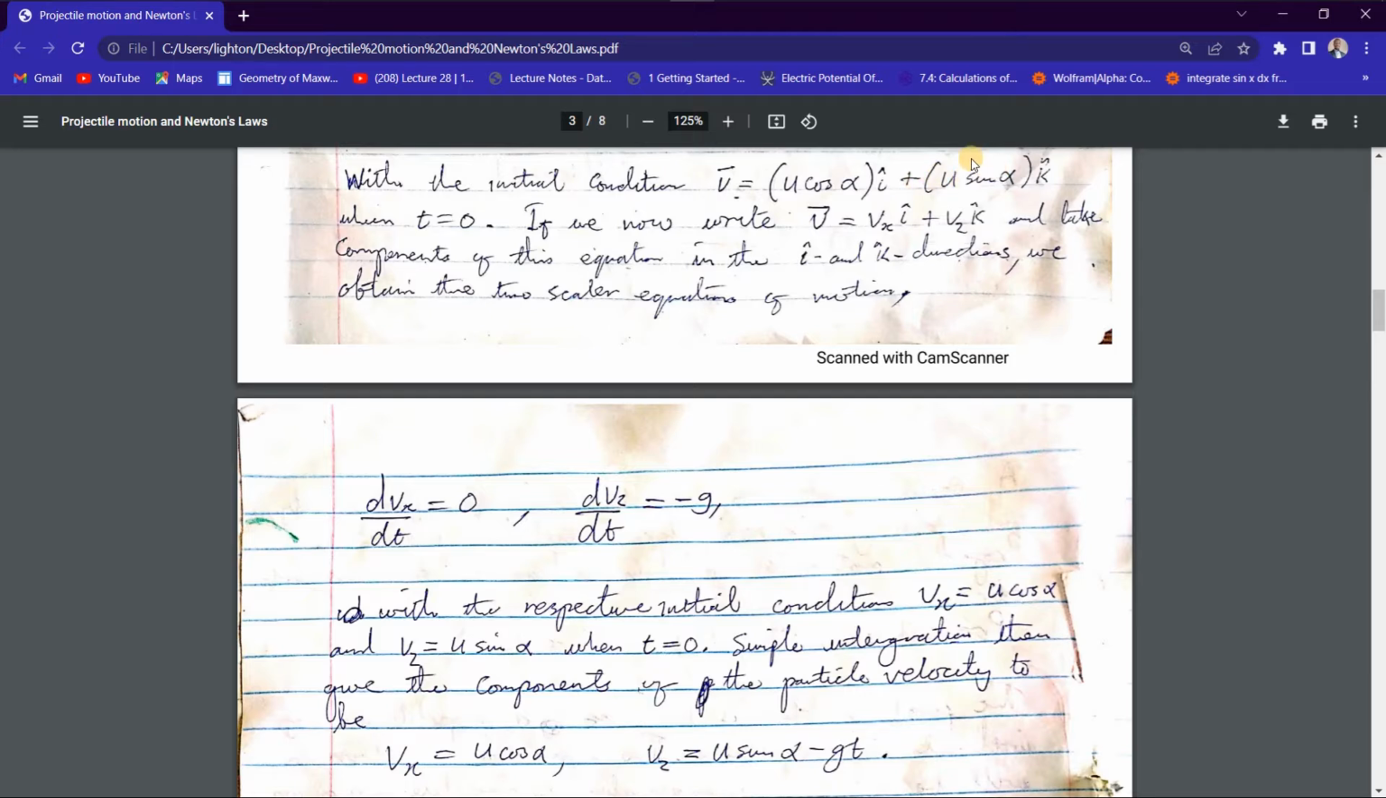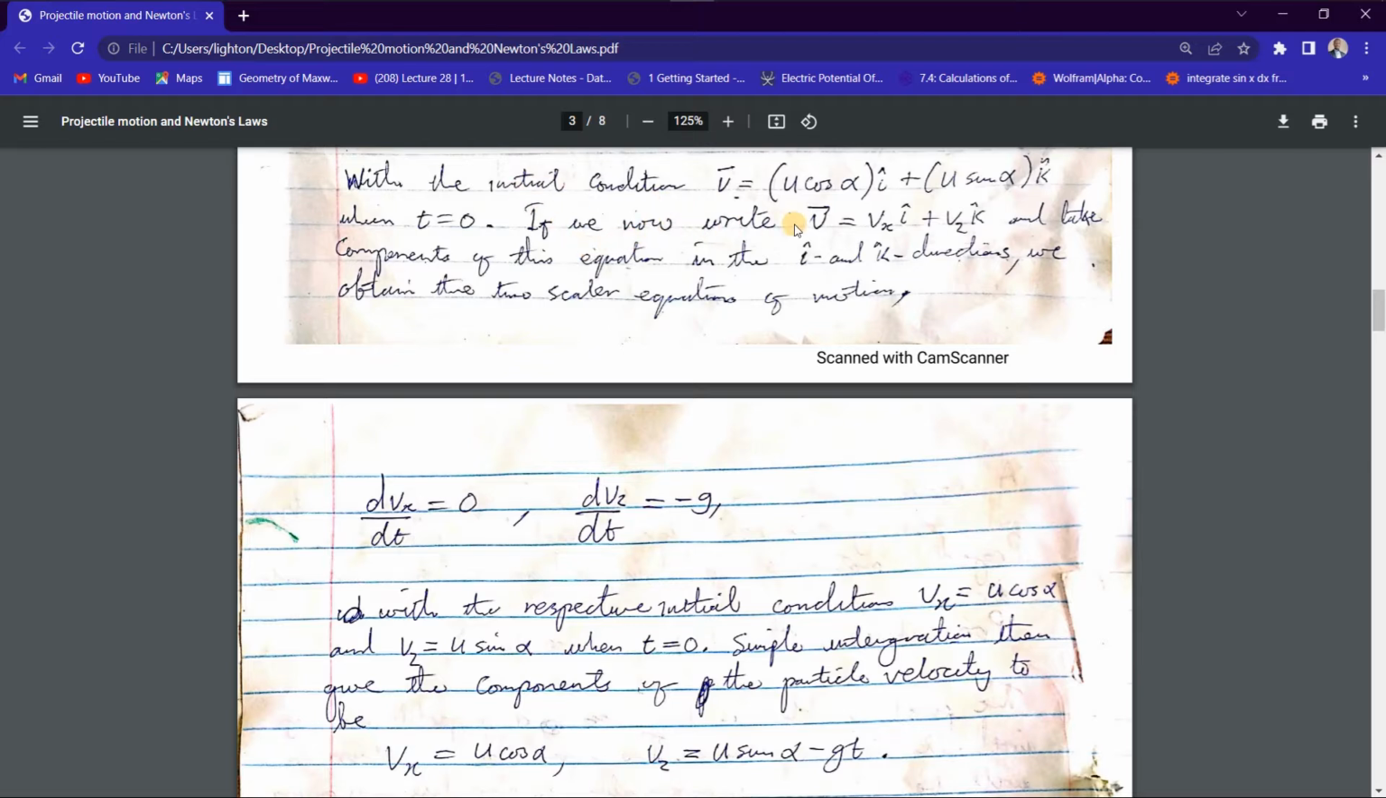Plus u sine alpha. This is the y component of velocity, rather the z component of velocity. So we're not using y, we're using z. So we have the x and z. This is the x component of velocity and this is the z component of velocity. That is when t equals 0. These are the initial conditions. The initial conditions always open at t equals 0.